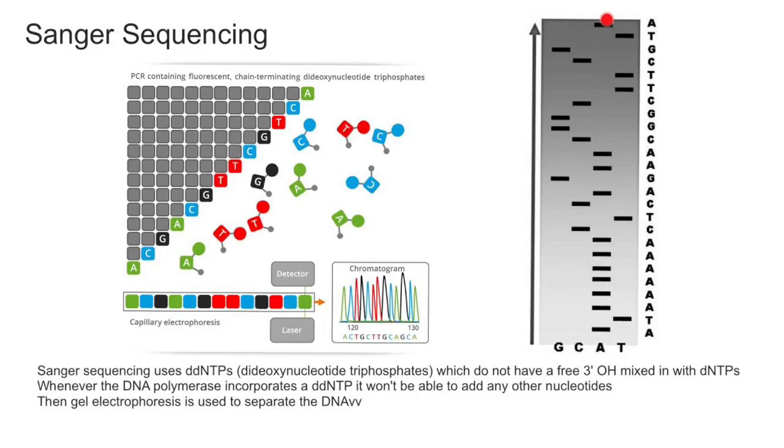And then you go up from there, and the next 6 are all A's. And then you see a band in the C column, and then a band in the T, and a band in the C, and the A, and the G. And so that's how you read a DNA sequence through Sanger sequencing.